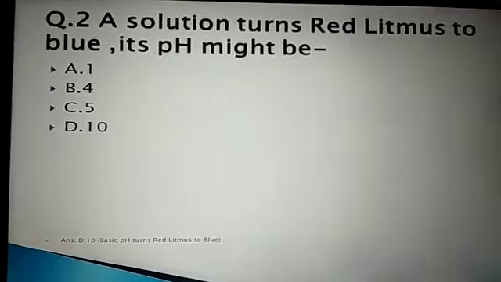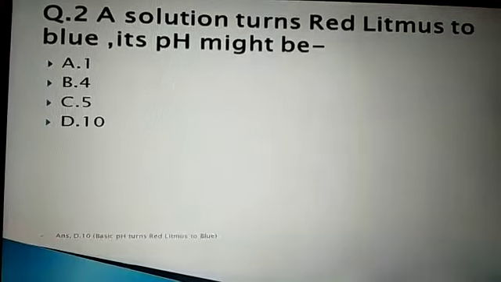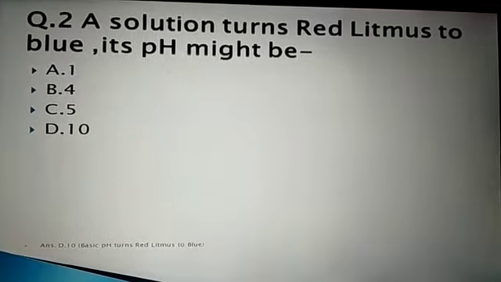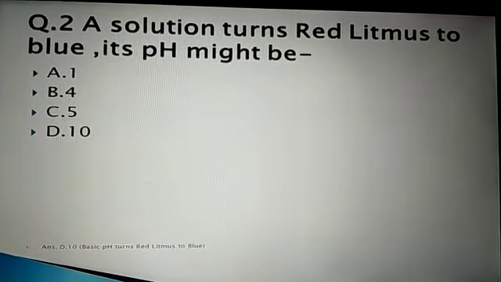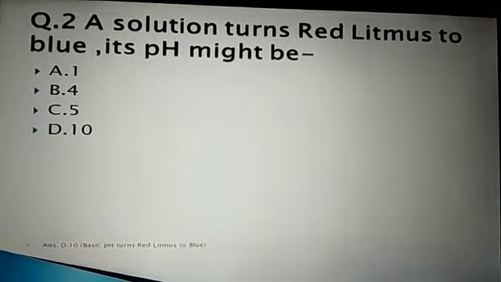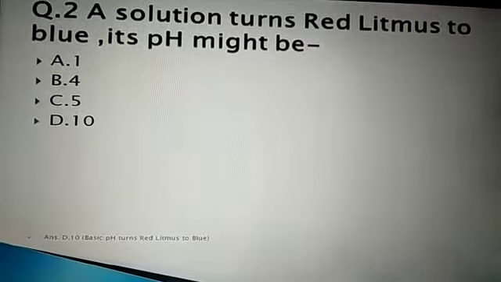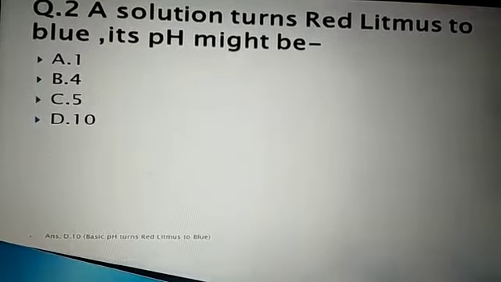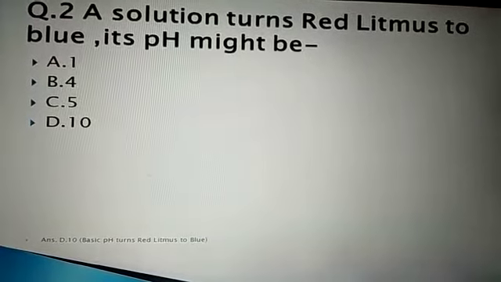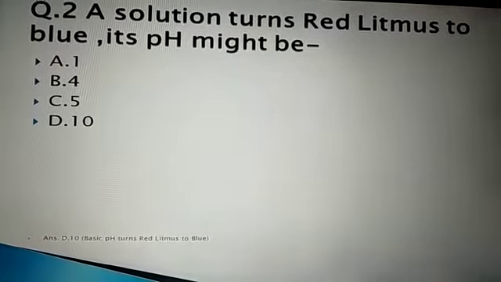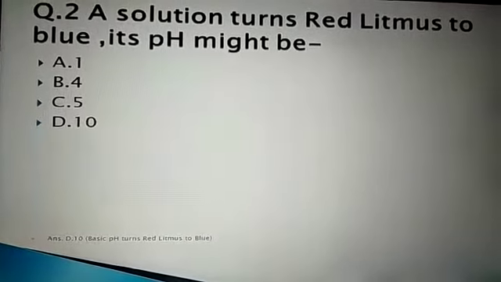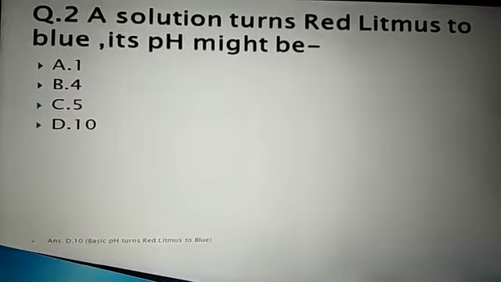Second question: a solution turns red litmus to blue. Its pH might be, and the options are A 1, B 4, C 5, and D 10. The correct answer is D 10. The pH turns red litmus to blue at basic pH, and the basic pH is option D 10. So D is the correct answer.